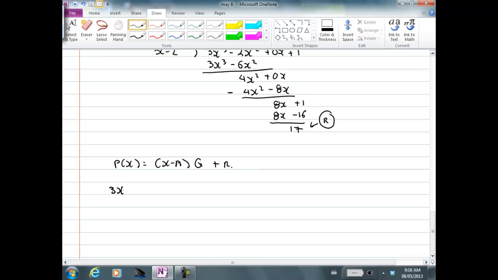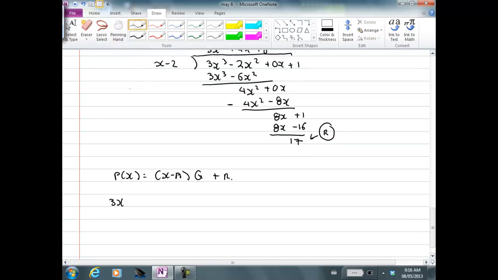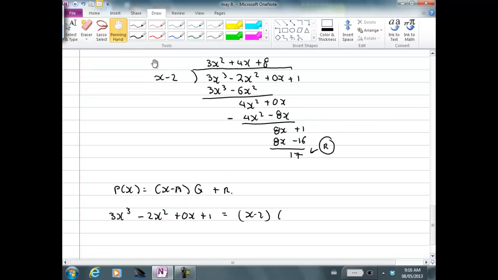3x cubed minus 2x squared plus 0x plus 1 equals x minus 2 times 3x squared plus 4x plus 8, plus 17. That's the proper format. But the problem with this technique is it's too long.